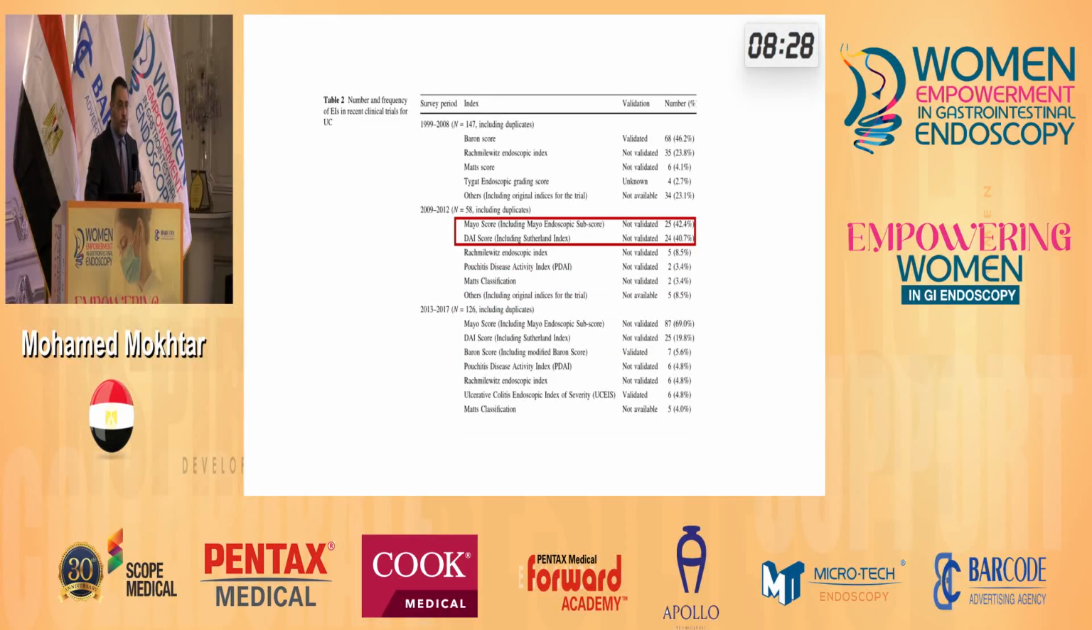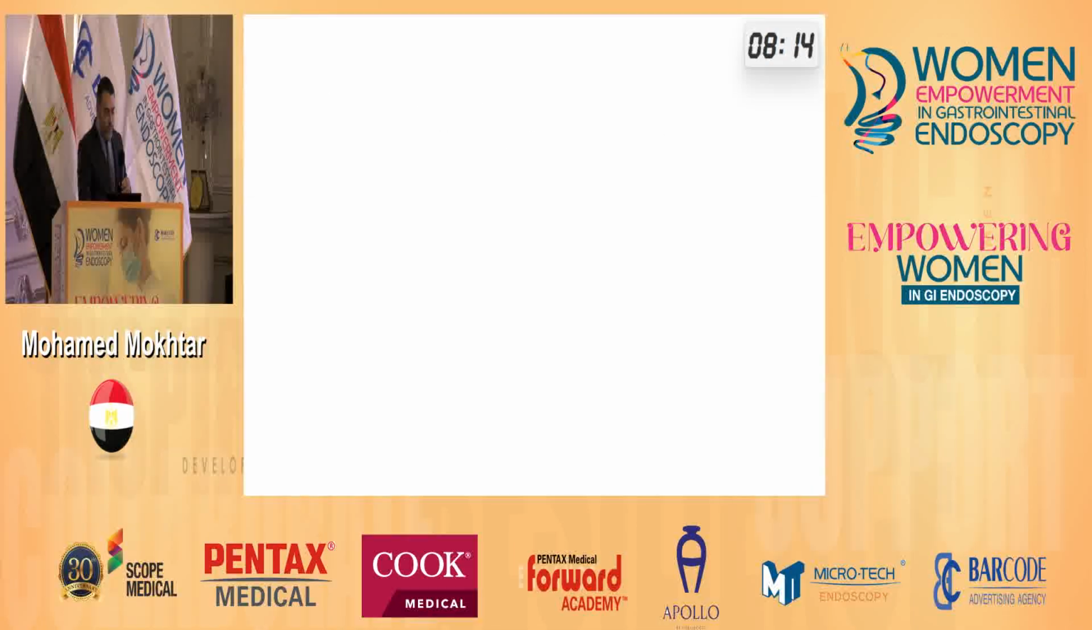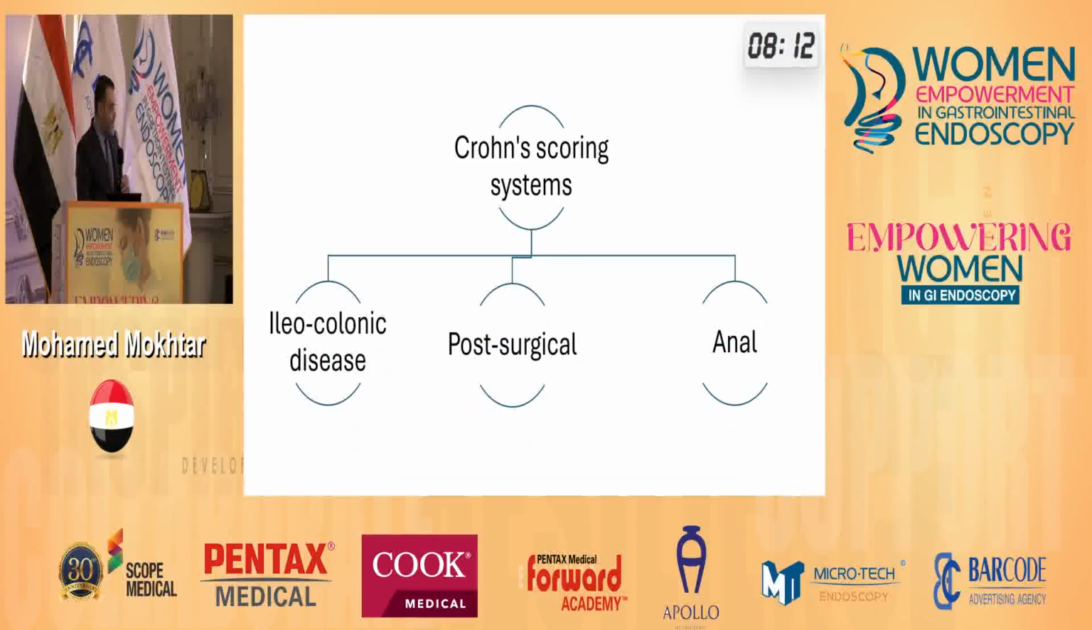This table shows the frequency of use of endoscopic scoring among clinical trials and shows that the Mayo endoscopic score should have priority in all clinical trials that have been done. What about Crohn's disease? Is there a classification to describe ileocolonic disease? Or do we have a system of classification for post-surgical Crohn's disease or anal Crohn's disease?